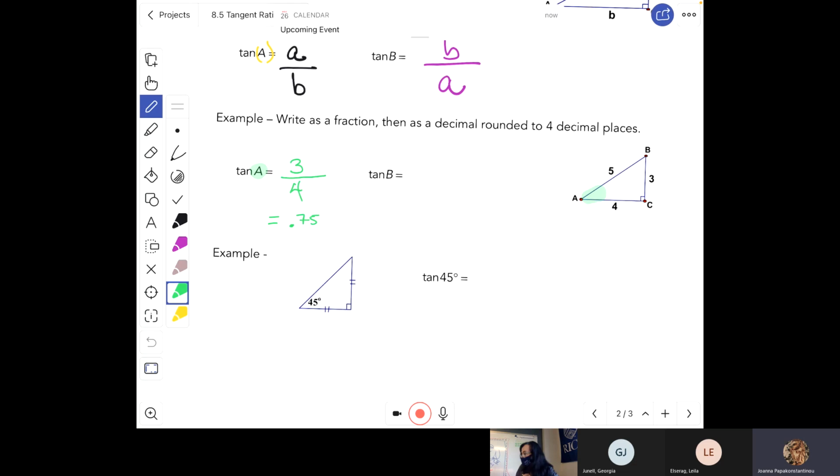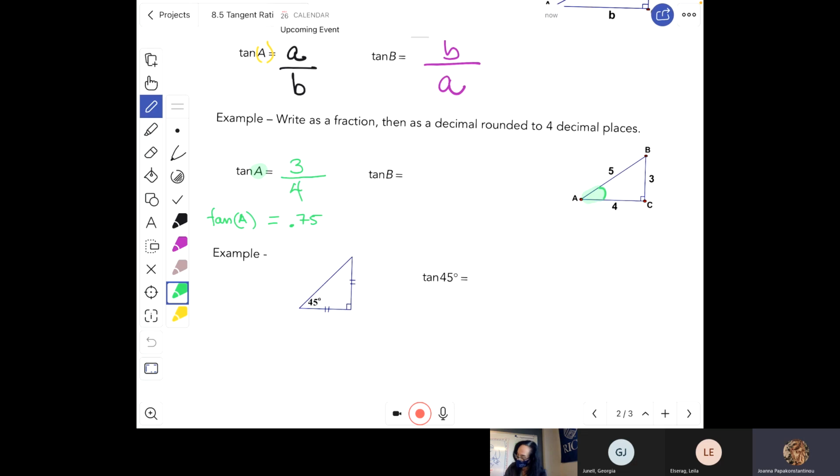0.75, right? It's not quite a whole number. That's okay. So I would say the tangent of angle A is 0.75. You can either write it with or without the parentheses. The reason I'm putting the parentheses there is because tangent is a function. It's a rule. We're doing something to A. What are we doing to A? We're looking at the opposite over the adjacent. So it's actually the input to a trigonometric function, yes.